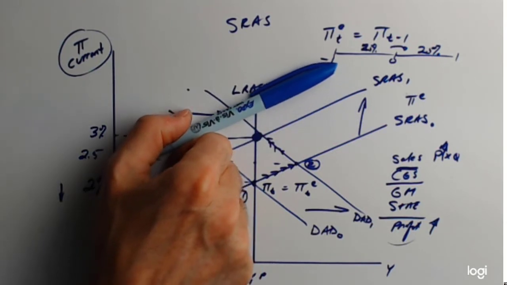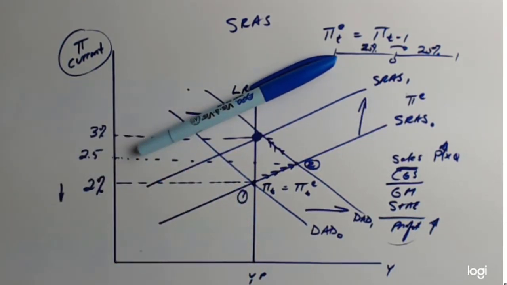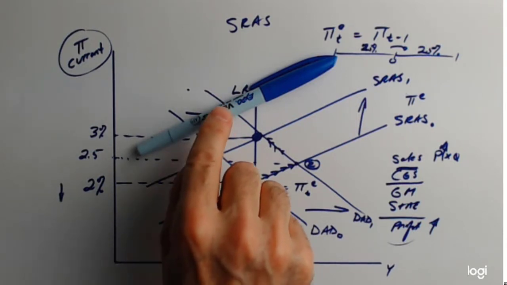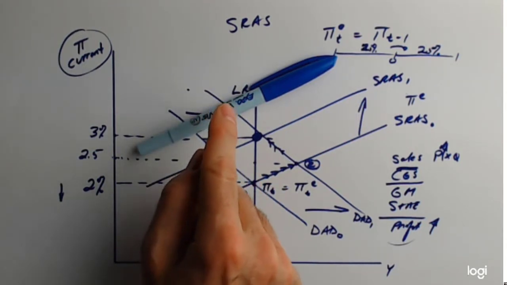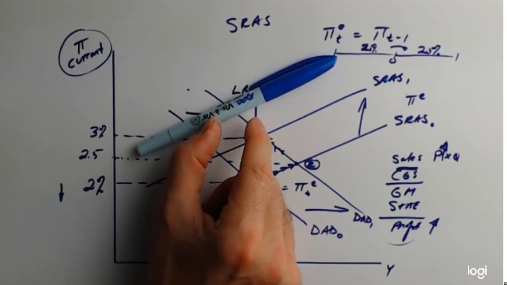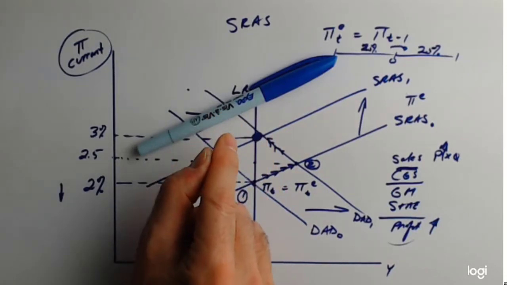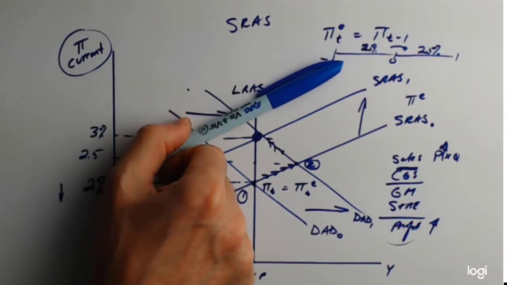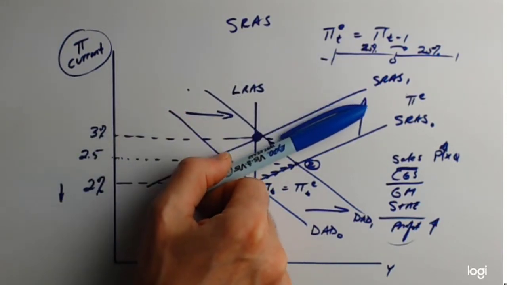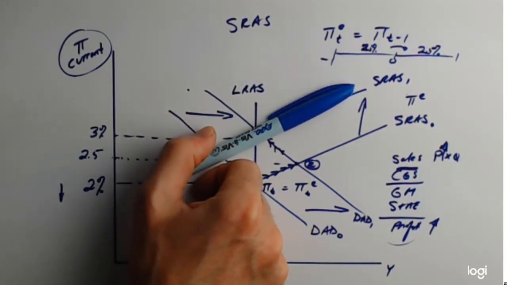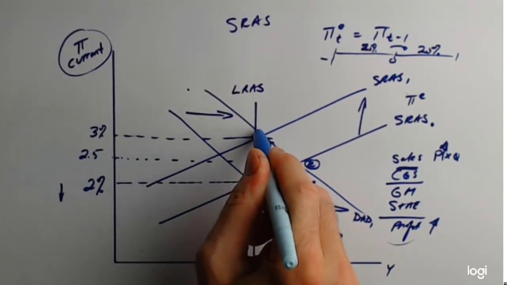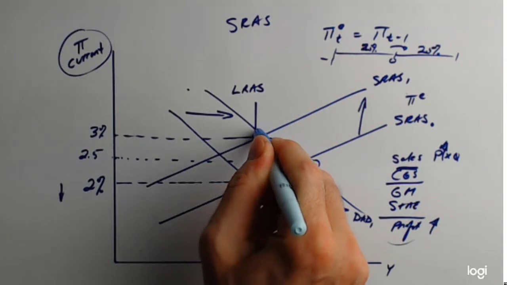Now what happens if we go too far? Why can't it go here? Well, if we went here, then we'd be in a deflationary gap. At this point, we would have unemployment by this amount, we'd be below potential, and that would put pressure for price expectations to go down. So this will oscillate until you end up right at that point where current inflation equals expected inflation.